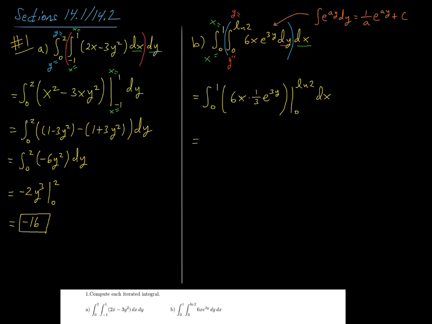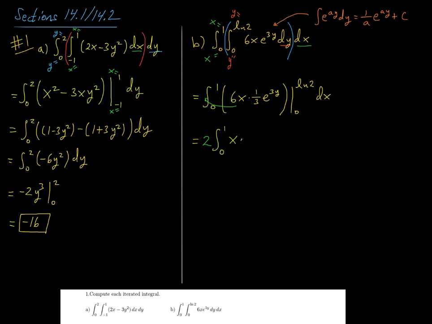And then here, notice the 6x and the 3, that simplifies. And that's going to leave me with a 2. And I can go ahead and pull all that out. I'm going to go ahead and put the 2 out in front. So that's going to leave us with the integral from 0 to 1. And I have my x there.